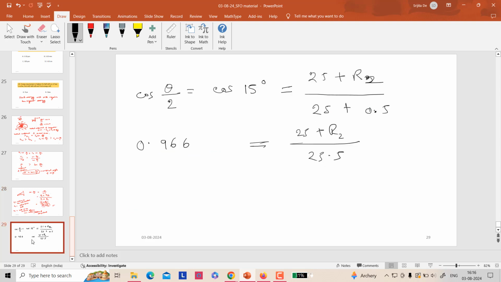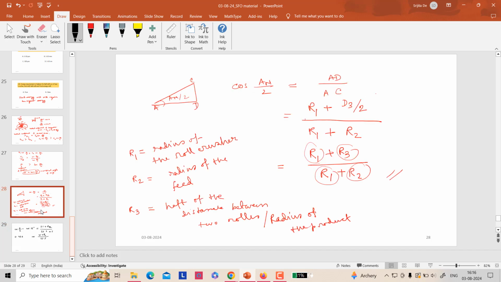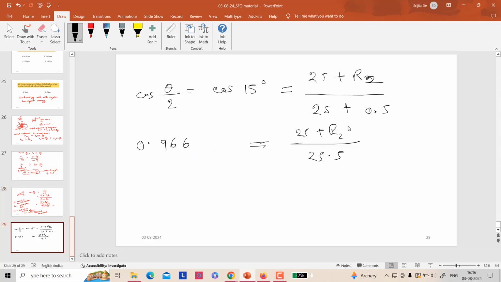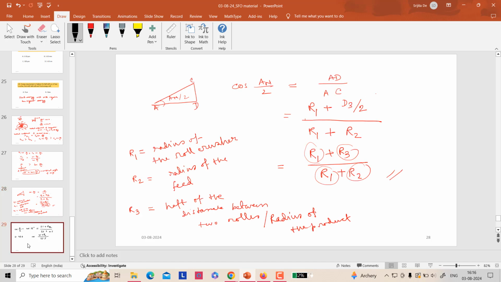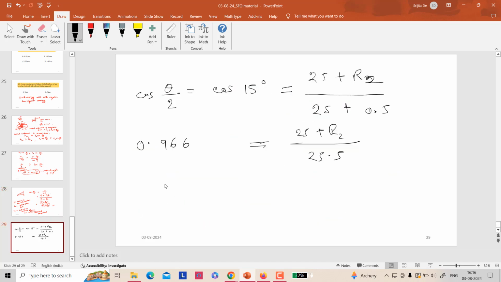Oh, I think I have missed writing something. Just a minute. R1 is 25. R3 is the product size. So I have written mistakenly here. So our formula was this one, right? Here it is R3 and here it is R2. You should correct me now.